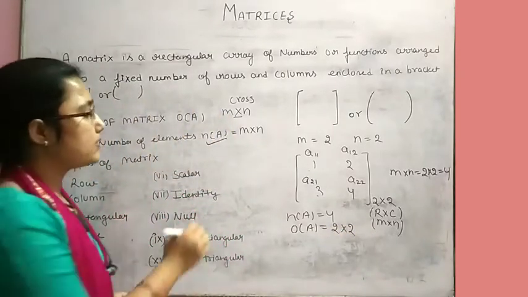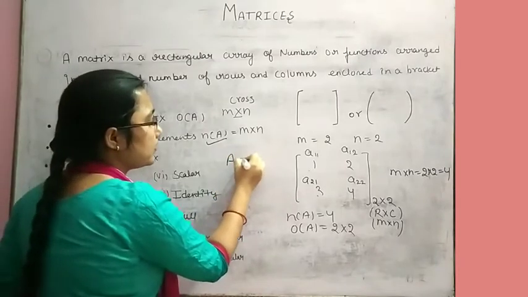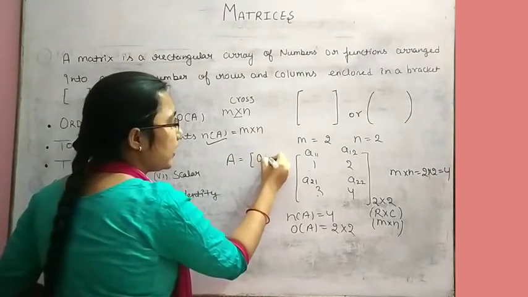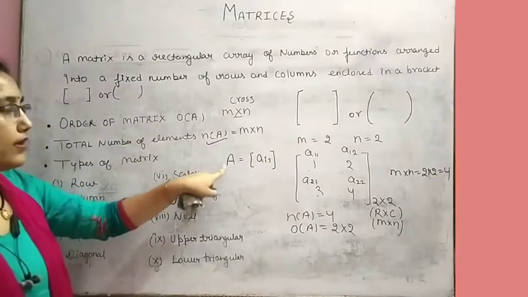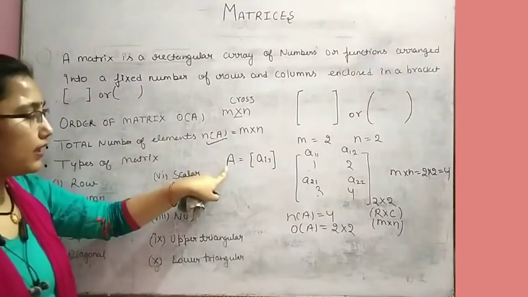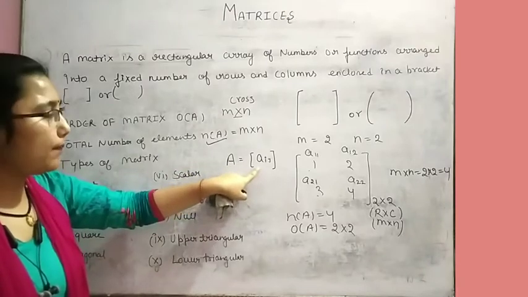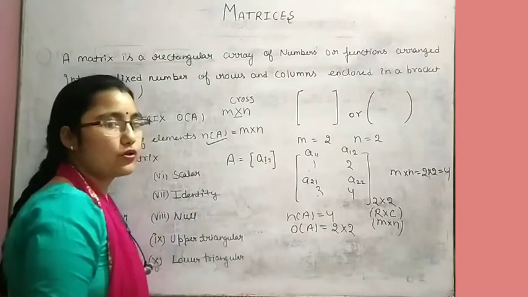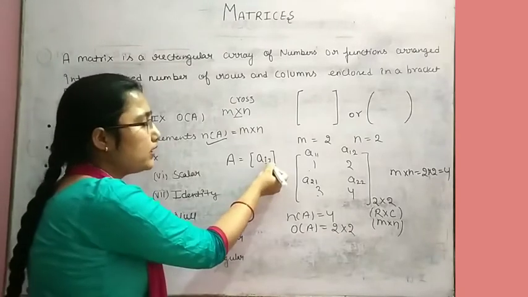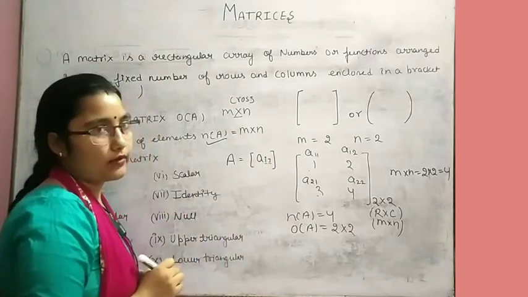So we can represent any matrix as Aij. We can represent a matrix A in this way also, bracket Aij, where i represents the position of rows and j represents the position of columns.